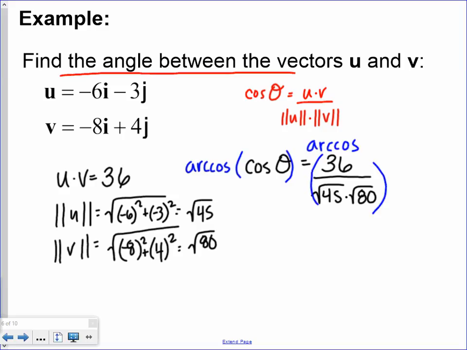The only thing you'll have to be really careful of is when you do the arc cosine of 36 divided by that product, you're going to need a set of parentheses around your denominator. So the square root of 45 times the square root of 80 needs to be in its own set of parentheses. Go ahead and type that into your calculator right now to see if you can evaluate it. If you don't want to do the arc cosine right away, you could also just do 36 divided by that quantity and then do the arc cosine of your answer in your calculator.